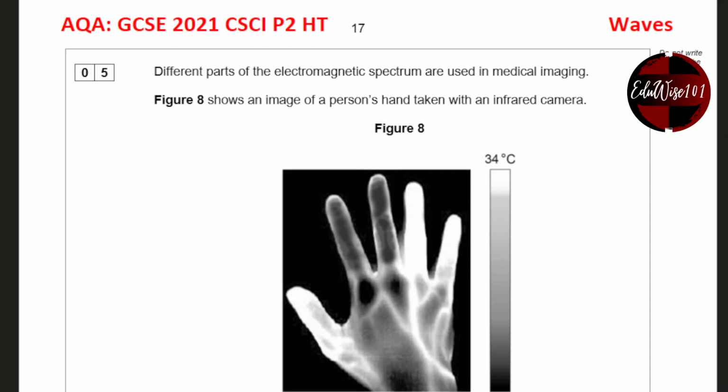In this video, I'm going to go through the AQA Combined Science for GCSE Physics Paper 2 Higher Tier from 2021. Question number 5 is on the topic of waves. Different parts of the electromagnetic spectrum are used in medical imaging. Figure 8 shows an image of a person's hand taken with an infrared camera.